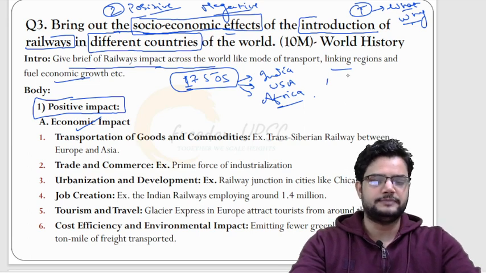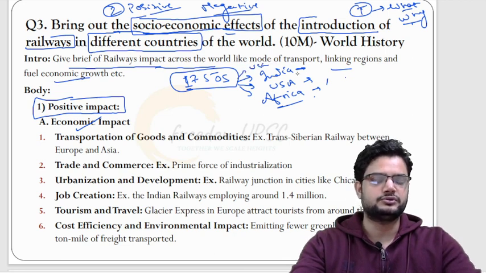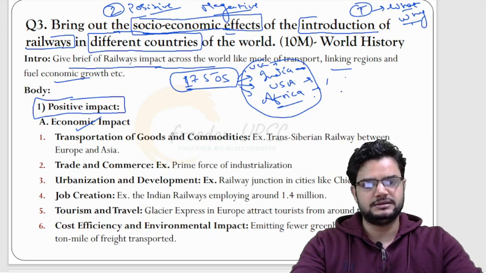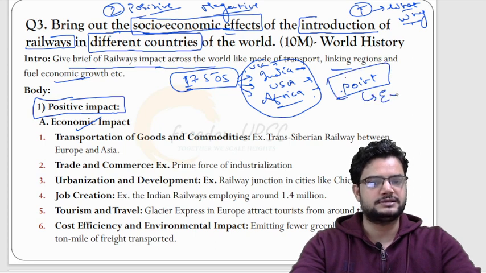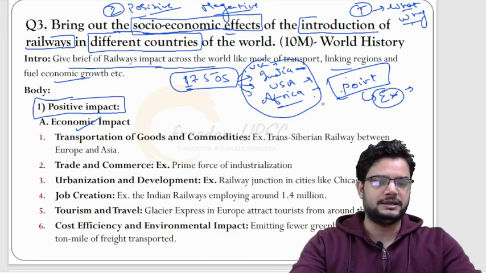So there can be 2 types of body here. First you mention the country, like India: how it impacted India in socio-economic terms, then how it impacted the US in socio-economic terms, how it impacted the UK and Europe in socio-economic terms. Or you will just give the impact and include the examples of these countries in the points. Like argument first, point first, then example, and these examples can be from these countries. So these are the 2 ways you can answer this particular question. I have adopted the second way, in which I'll be discussing the impact of railway, then I'll be giving the example of various countries across the world.